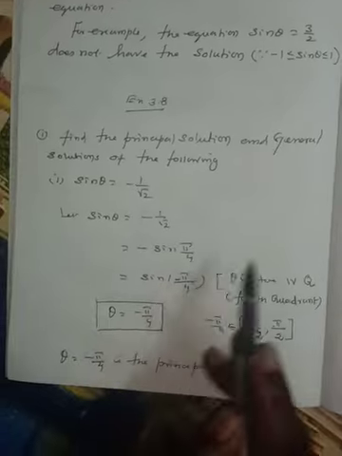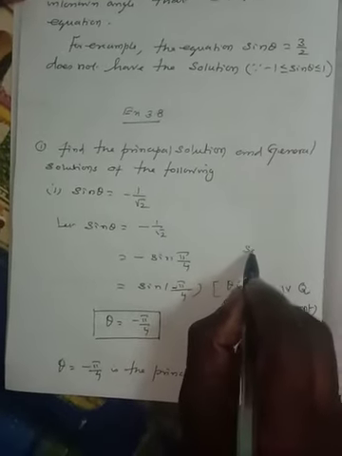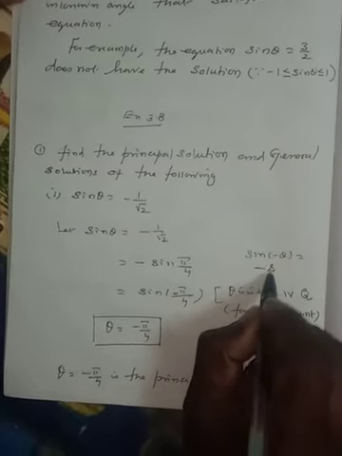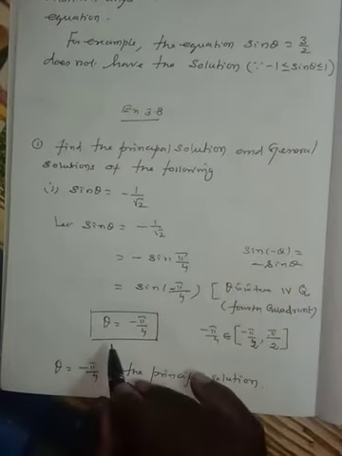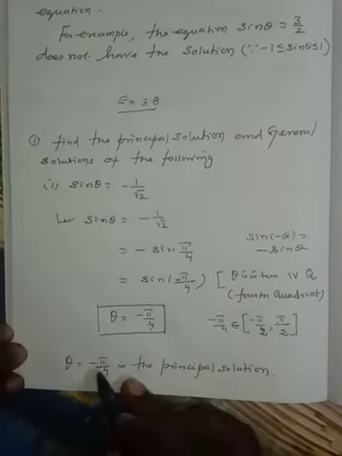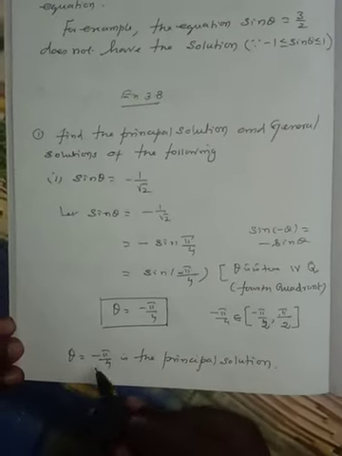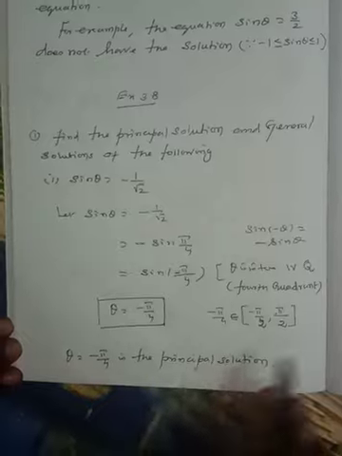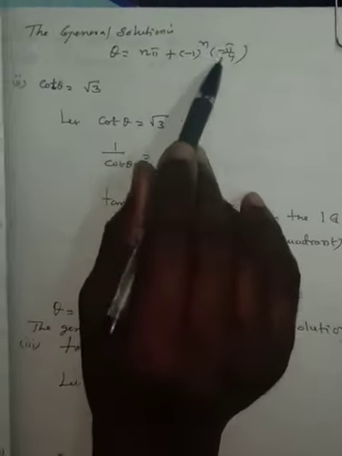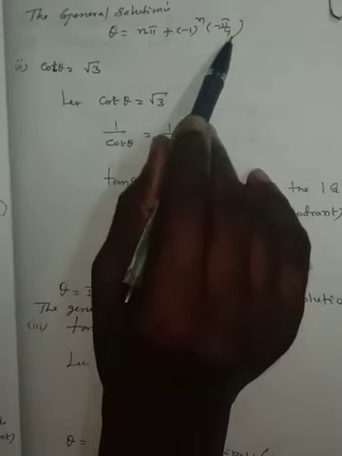Sine of minus theta is equal to minus sine theta. Theta is equal to minus pi by 4. The general solution: first, the principal solution. Theta is equal to minus pi by 4 is the principal solution. The general solution is n pi plus minus 1 whole to the power of n into minus pi by 4.